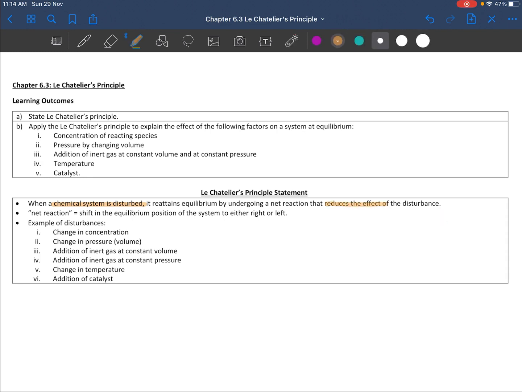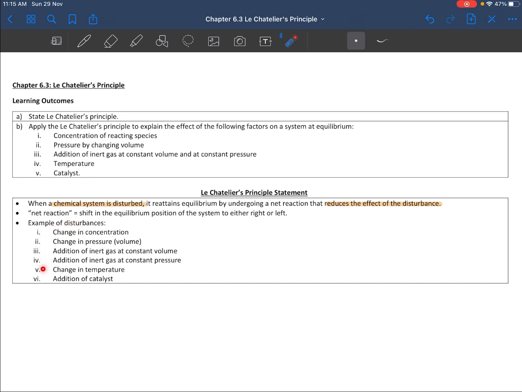So macam mana nak reducekan the effect of disturbance ni? Dengan cara shift in equilibrium position to either right or left. Kiranya bila sistem tu dah equilibrium, kita ganggu dia, and then sistem tu akan kurangkan efek gangguan tu dengan cara shift kiri atau kanan. Kenapa nak kena shift kiri, shift kanan? Itu sebab depend pada situation tu, depend pada disturbance tu juga.